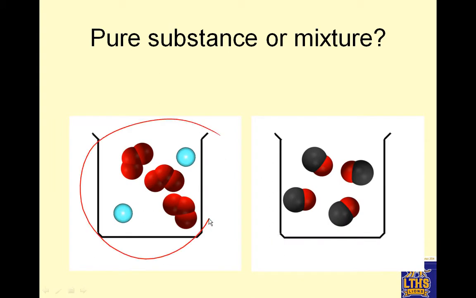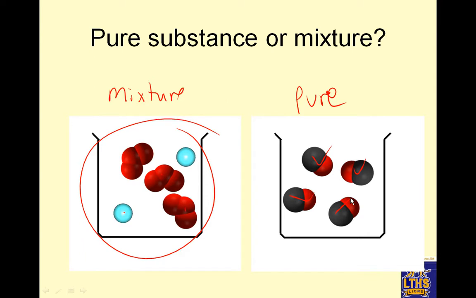All right, so pure substance or mixture. So in here, do I have a pure substance or mixture? Well, is every piece the same? No. So this is a mixture because this piece is different than that piece. They're different pieces. And this is pure because same.